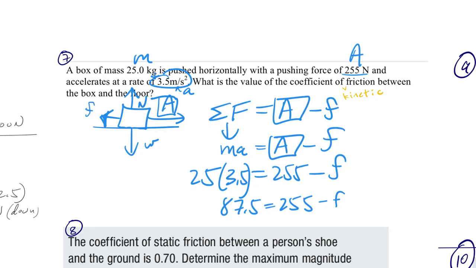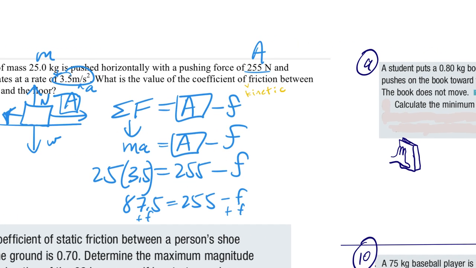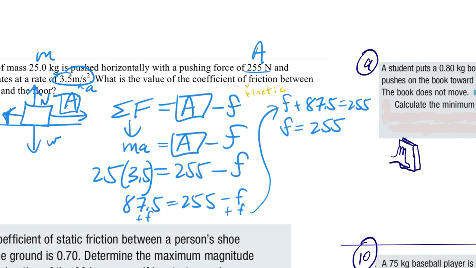And so let's add friction to both sides. So I'm going to get friction plus 87.5 equals 255. So friction equals 255 minus 87.5.